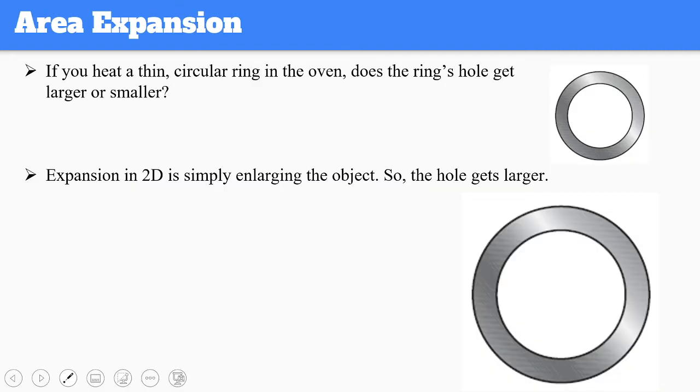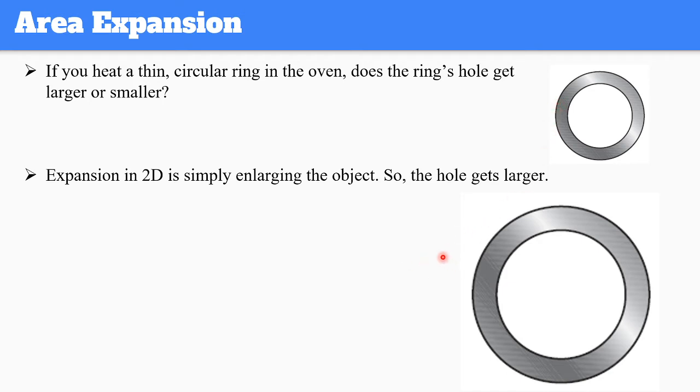All right, area expansion. If you are talking about expanding in 2D, then you are just going to increase the scale. For example, if you heat a thin circle ring in the oven, does the ring's hole get larger or smaller? You might think that it is just going to increase in size from inside, so it should actually get smaller. However, the way that it works, the area expansion is basically enlarging the entire thing.